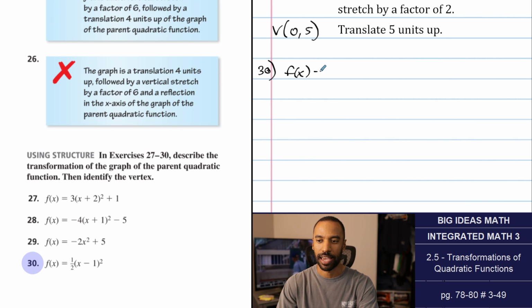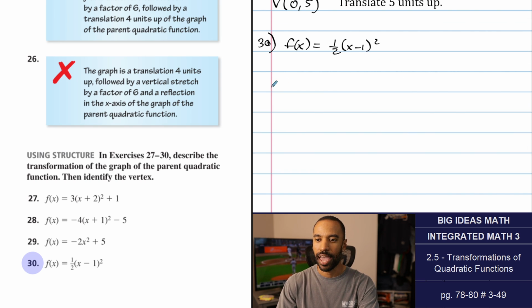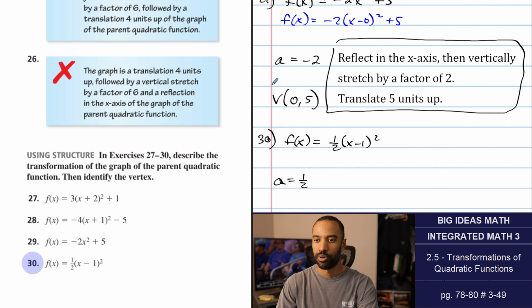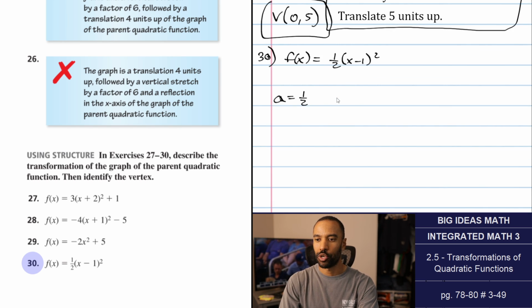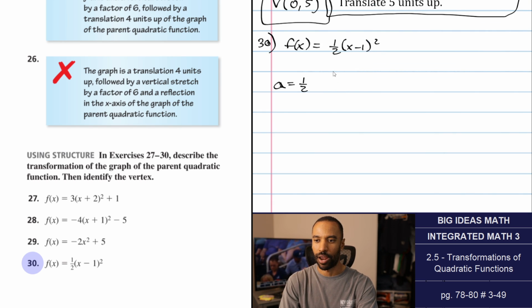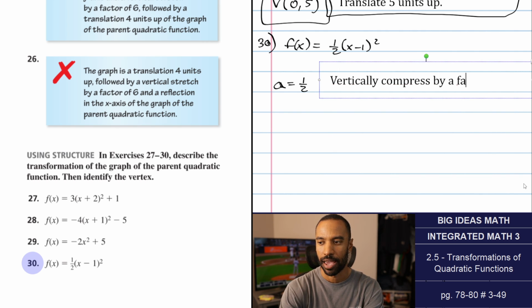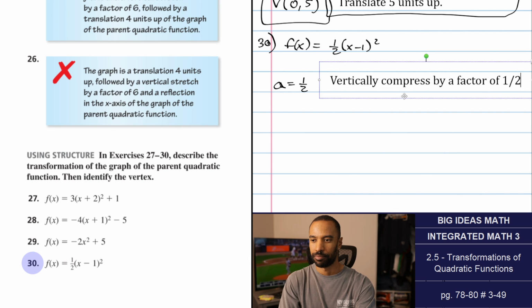Now we've got f of x equals 1/2 times x minus 1, quantity squared. And that's it. So the a value is 1/2. Oh, I didn't box anything on this one. Hold on. The a value was 1/2. That makes it a vertical compression. So vertically compress by a factor of 1/2.